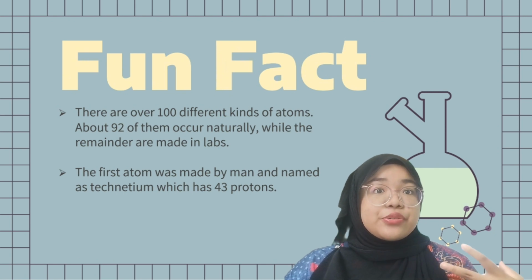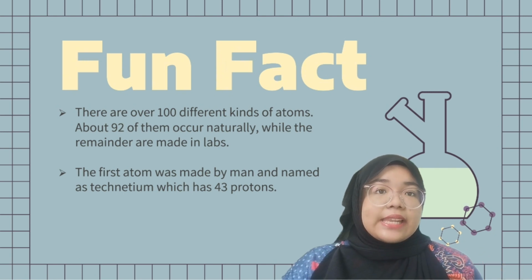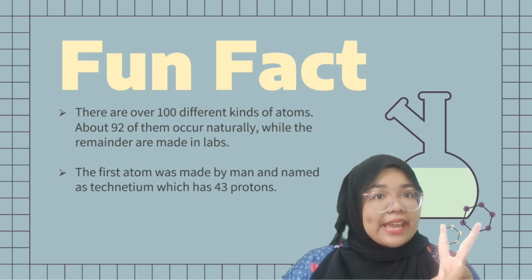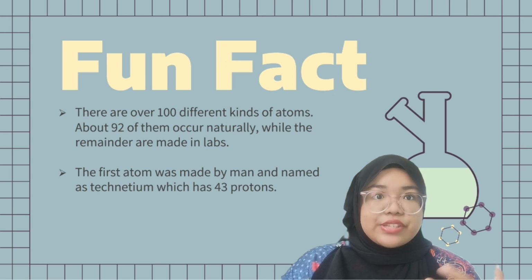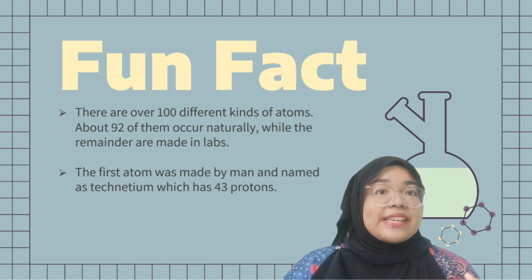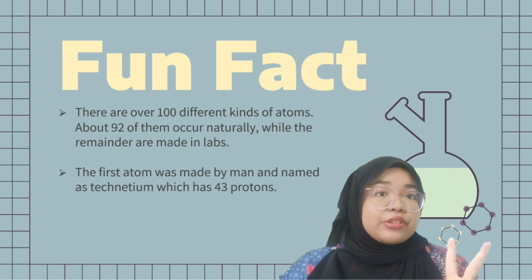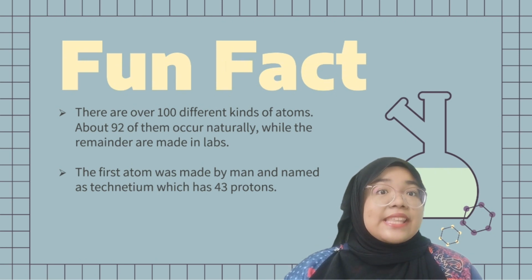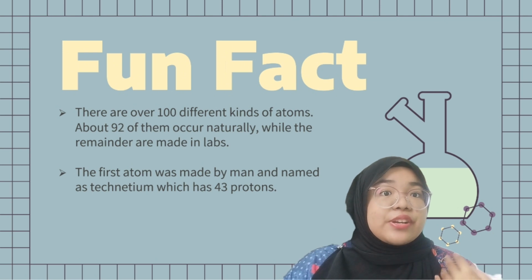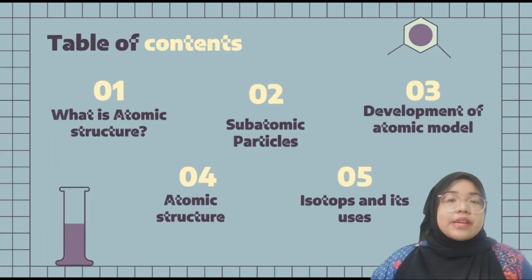Before we go through more about atomic structure, let me tell you two fun facts about atoms. The first one, there are over 100 different kinds of atoms and 92 of them occur naturally while the remainder are made in labs. And the second one, the first atom was made by a man and named technetium, which has 43 protons.